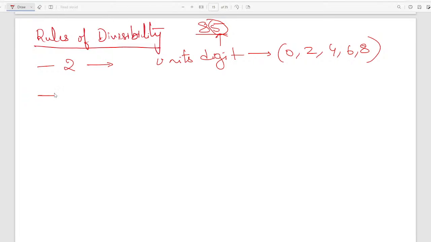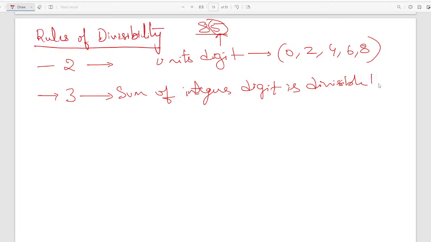And then 3. A number is divisible by 3 if the sum of its digits is divisible by 3. For example, let's take 27. To check whether 27 is divisible by 3, we have to add the digits here. 2 plus 7 is 9. 9 is divisible by 3.